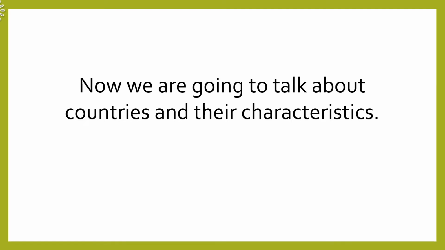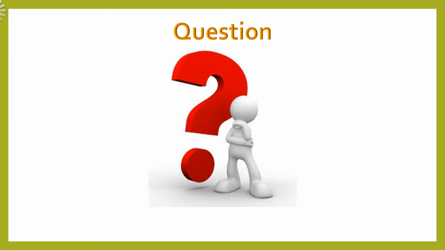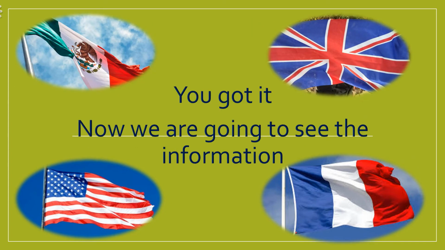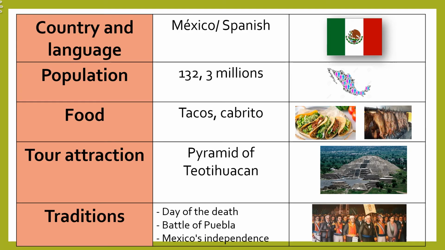Now, we are going to talk about countries and their characteristics. Question: do you know these flags? You got it. Now we are going to see the information. The first flag is from our country, Mexico. Obviously, our language is Spanish. We have a population of 132.3 million people. Food: we have a lot of kinds of food, but our most distinctive are tacos and cabrito.